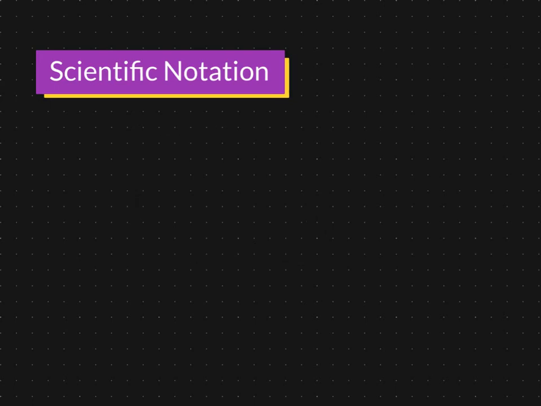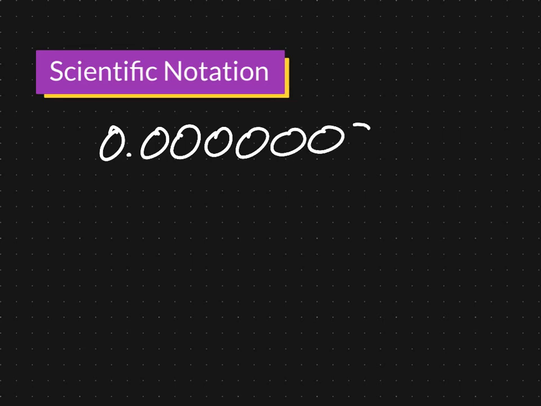For the next example, let's change this very small number, 0.000000035, to scientific notation. We find the original decimal point, which is right here, but now we're going to show our new decimal right after the first non-zero digit, which is the 3, so it'll be 3.5.